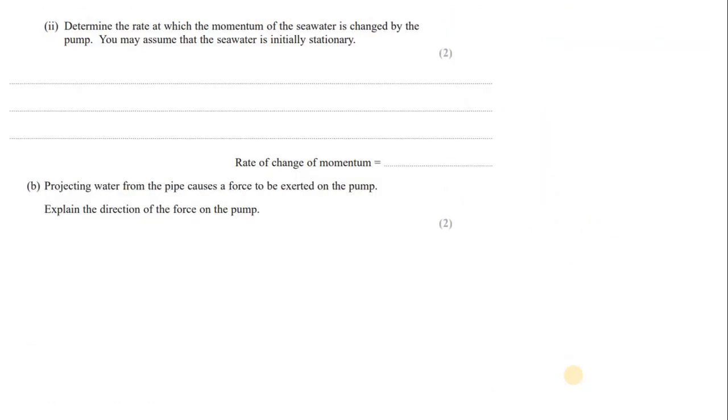Determine the rate at which the momentum of the seawater is changed by the pump. You may assume that seawater is initially stationary. So the rate at which the momentum is changed. Okay, so you know the change in momentum per time is basically force. So rate of change of momentum.